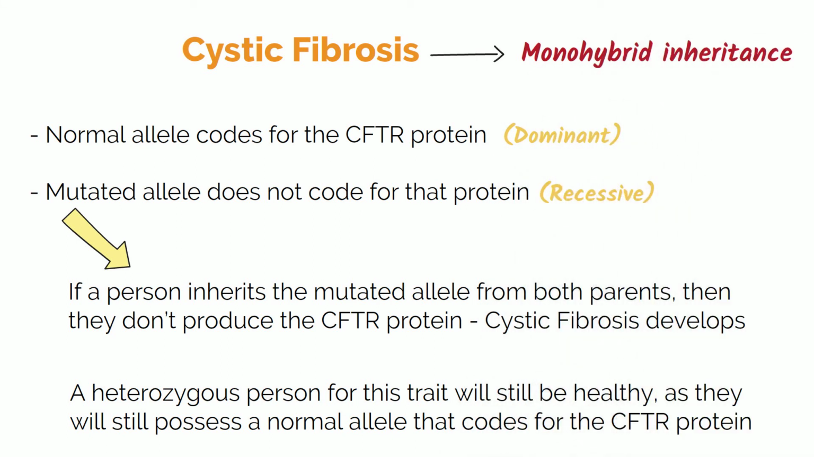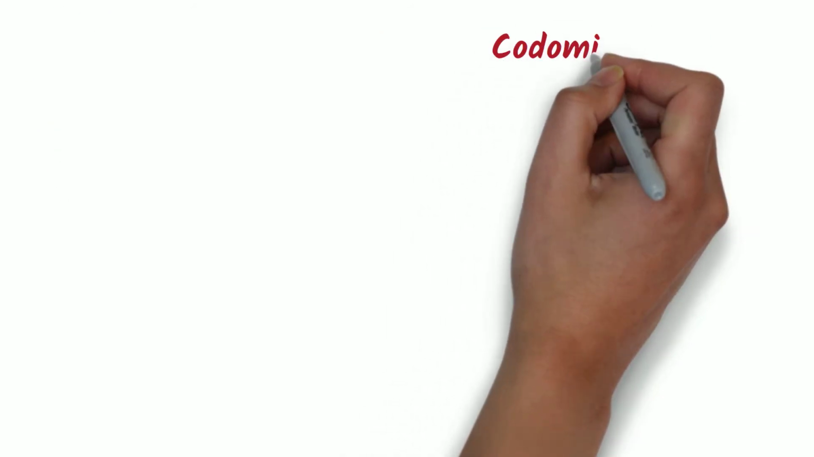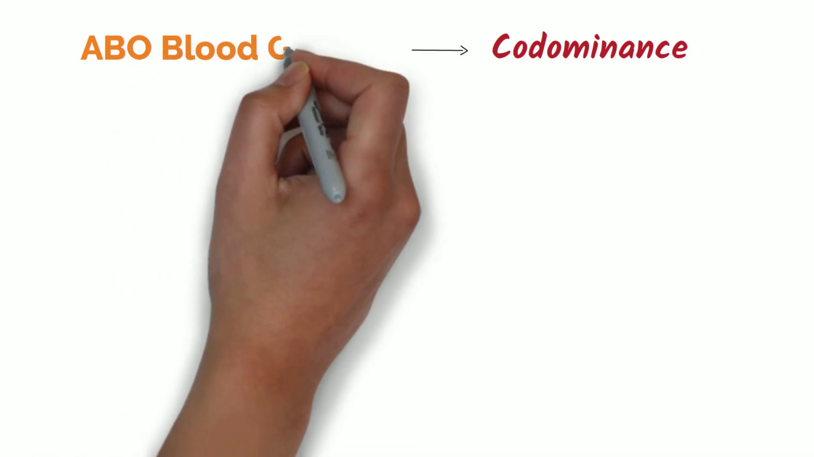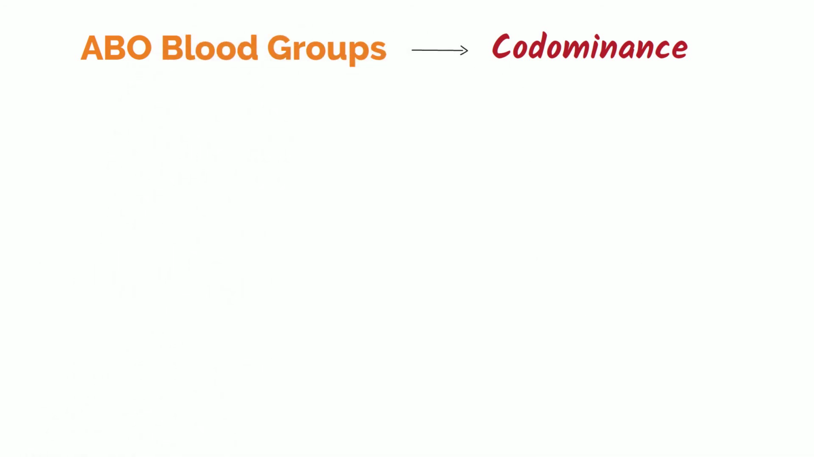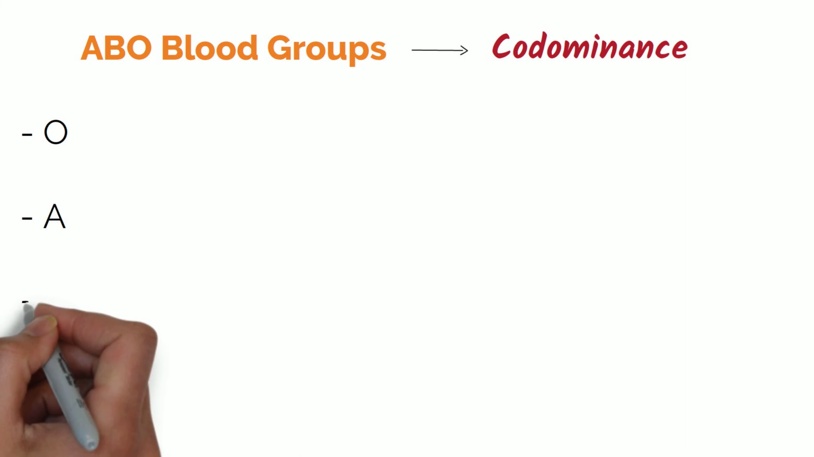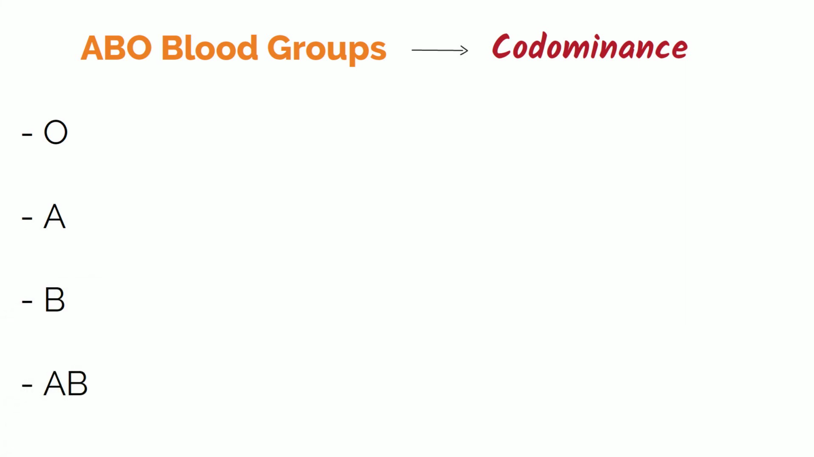Now I know I've said that alleles are either dominant or recessive, but that is not always the case. Certain alleles can be codominant, so both of them are expressed as a phenotype. The way we inherit our blood group is an example of this. As you know, there are 4 blood groups: O, A, B, and AB. So right away you can tell that the AB group is a result of codominant inheritance.